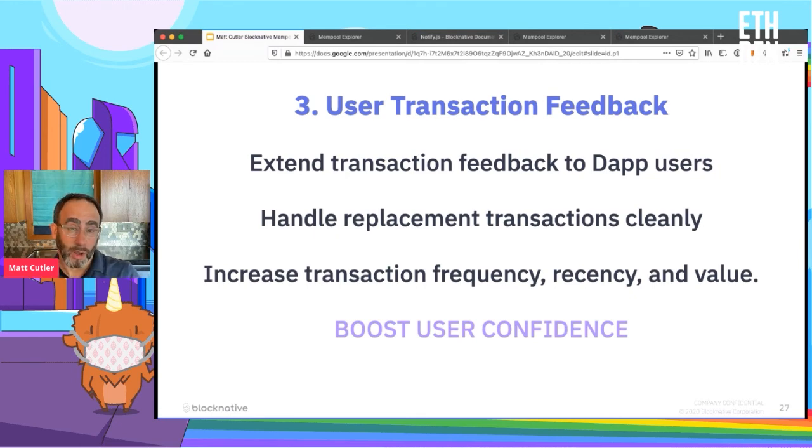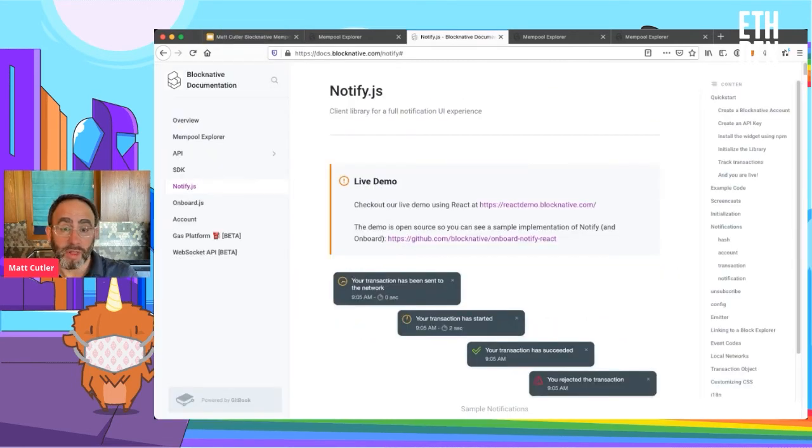This is all about boosting confidence in the ecosystem and helping people feel comfortable, particularly as all these new users are coming on board to the Ethereum ecosystem. We as builders have an obligation to make that experience as smooth and easy as possible. Now, we offer a library called Notify. This is Blocknative Notify.js. This is our documentation.